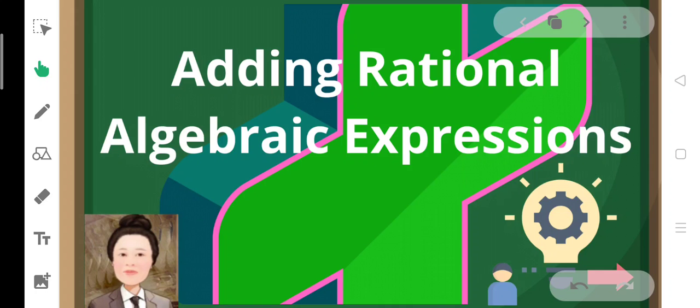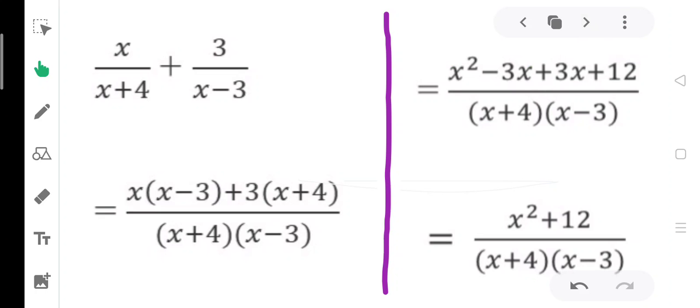We have adding rational algebraic expressions. So, we are going to apply the same concept in adding fractions. For example, we have x over x plus 4 plus 3 over x minus 3.